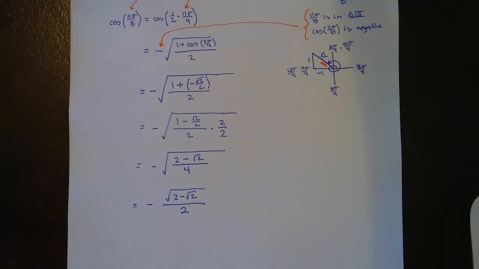And that is the exact value of cosine of 11 pi over 8. Okay, all right, I'm going to grab my calculator because I want to show you this.